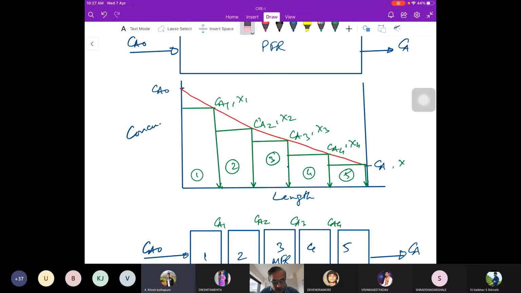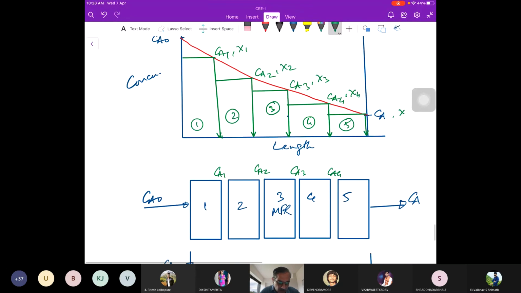You plot 1 upon minus RA versus XA, है ना, वो कर्व अलग है. ये कर्व is only concentration versus length of the reactor. Just showing concentration profile in the MFR versus that in the PFR. It's not showing the volume. ठीक है, समझ में आया?